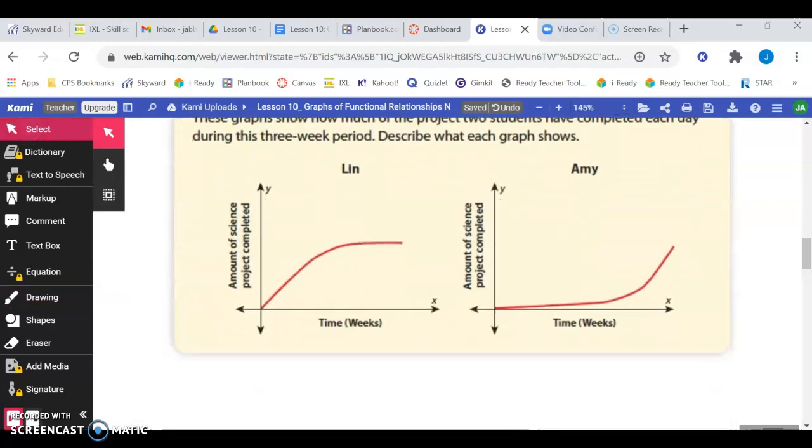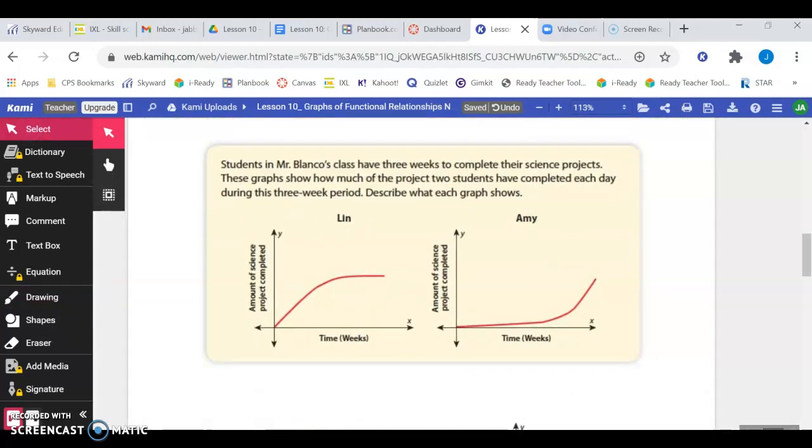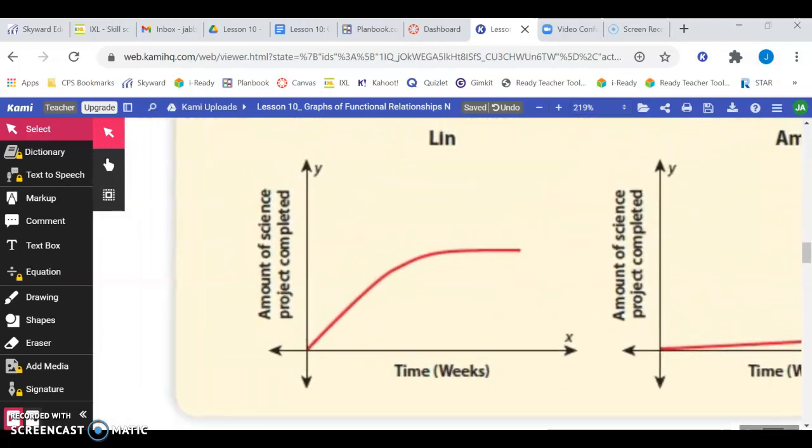Okay, now we're going to look at this graph, and it says students in Mr. Blanco's class have 3 weeks to complete their science projects. These graphs show how much of the project 2 students have completed each day during the 3-week period. Describe what each graph shows. So let's look at Lynn here first. The y-axis is the amount of science project he has completed, and the bottom, the x, is how long in weeks.